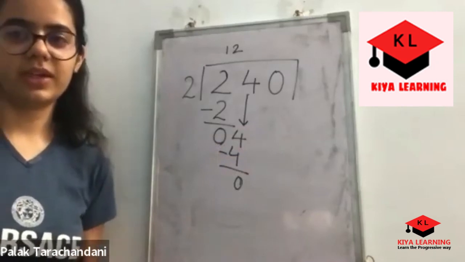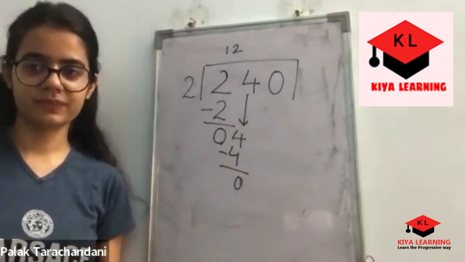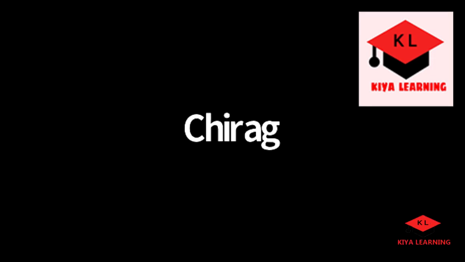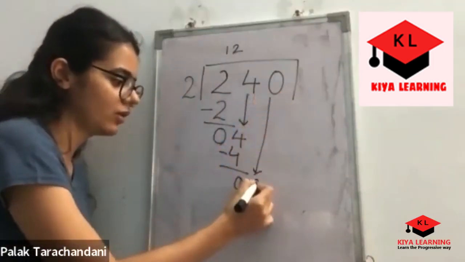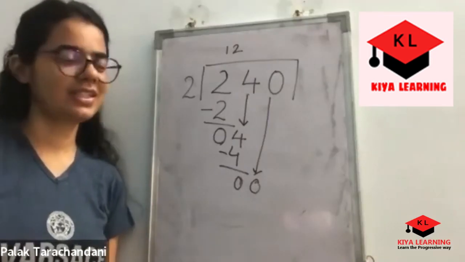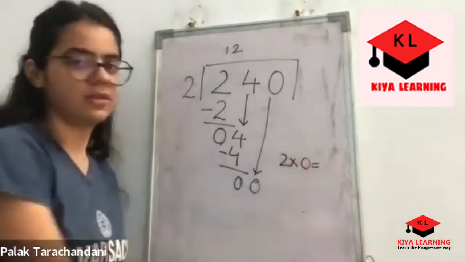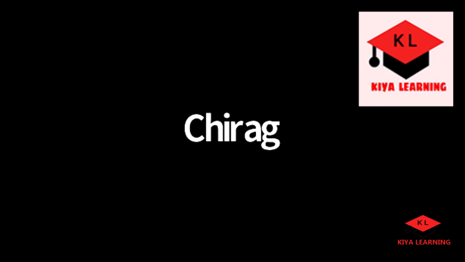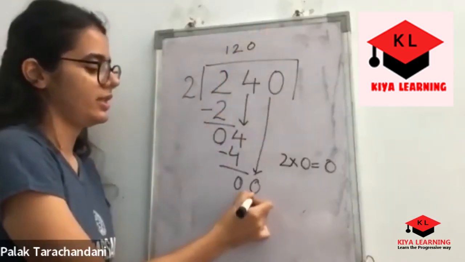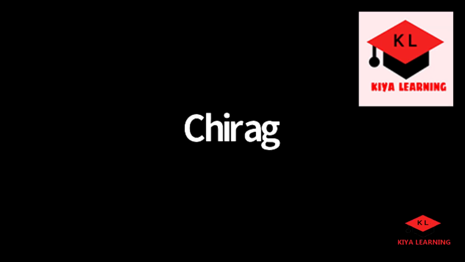Okay, what do I do next now? You tell me. You put the 0 down. Okay, you put the 0 down. Very good. And then you can't subtract anything. So in this case, what you can do is, this is a small trick. What is 2 times 0? 0. So can you do 2 times 0 as 0 and your remainder comes out to be 0? Right? Yes. This is a test which you can do.